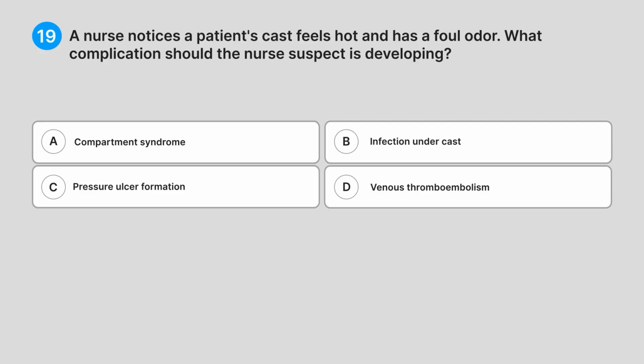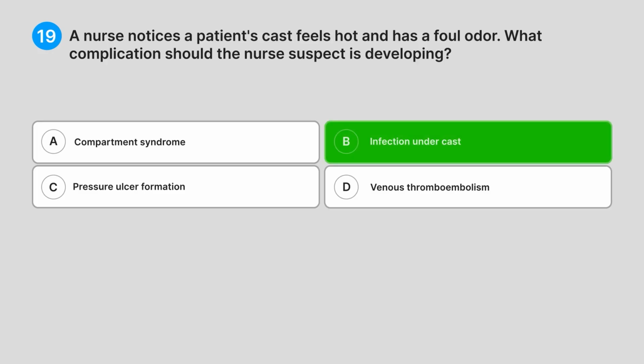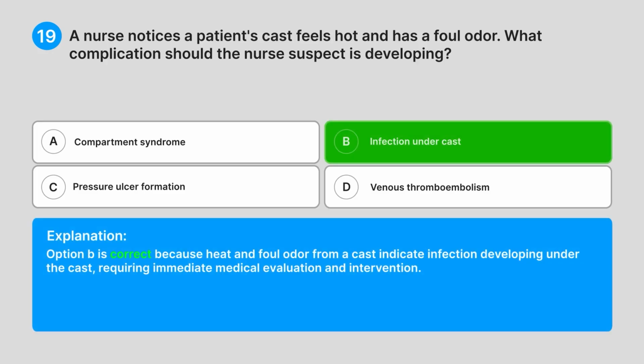Correct answer: B. Infection under cast. Explanation: option B is correct because heat and foul odour from a cast indicate infection developing under the cast, requiring immediate medical evaluation and intervention.